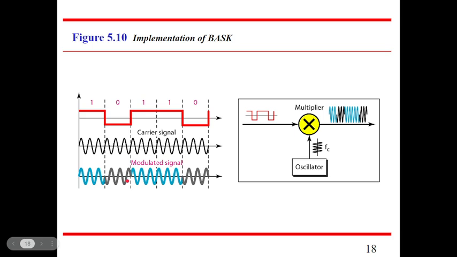Okay, so how will the receiver identify? The receiver will identify 0 bit or 1 bit from the shape of the analog signal, or from the phase of the analog signal. If the phase is in phase, that is 1. If the phase is out of phase or 180 degree, that is 0.